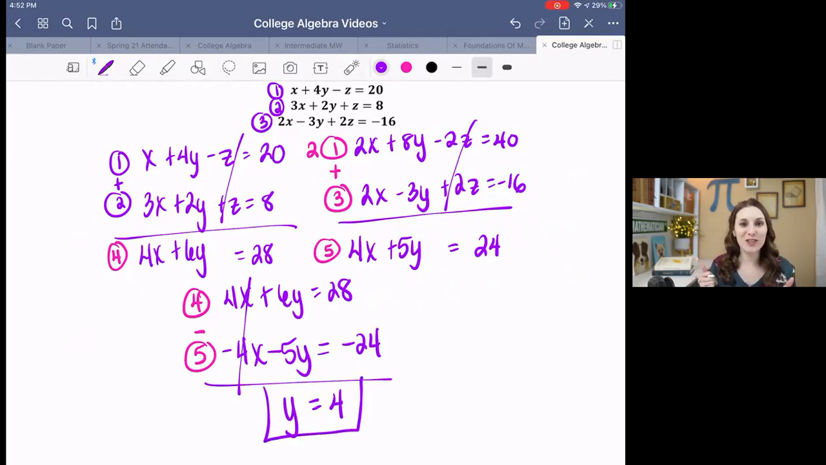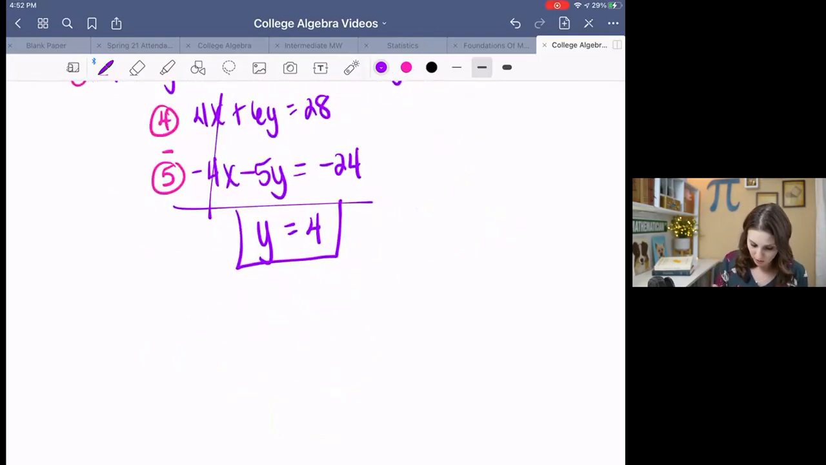Yay! There's your first answer. We have the y coordinate of our solution. Now you're going to back substitute. You're going to take y equals 4, plug it into either equation 4 or 5 to find x, and then you'll take x and y to back substitute into either 1, 2, or 3. So let's do that. I'm going to plug y equals 4 into equation 4. It does not matter, it won't make a difference. You're going to get the same answer.